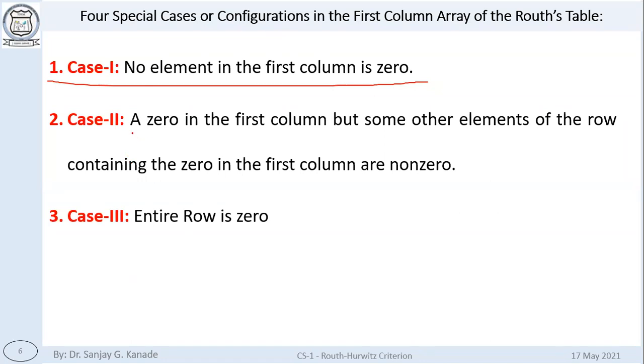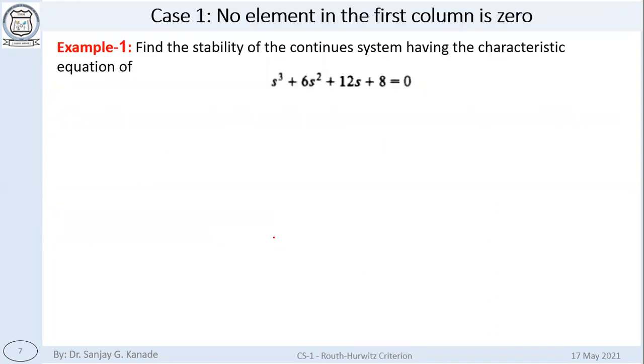Okay, so case 1 is the standard case where no element in the first column is 0. So Routh array calculation is straightforward. But if there is a 0 in the first column and some other elements are non-zero, then what to do? That has to be dealt with separately. And there can be a possibility that the entire row is 0. So obviously if the entire row is 0, the next row calculation will also result in some improper values, and that also has to be dealt with separately. We are going to see all these things in our coming slides. So let's take the standard case.